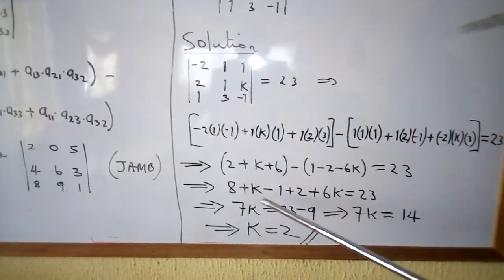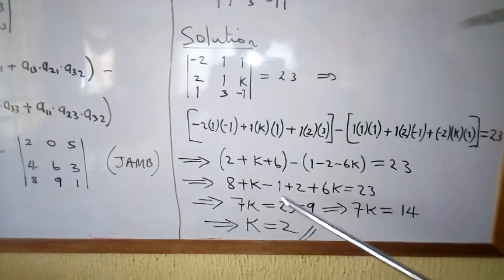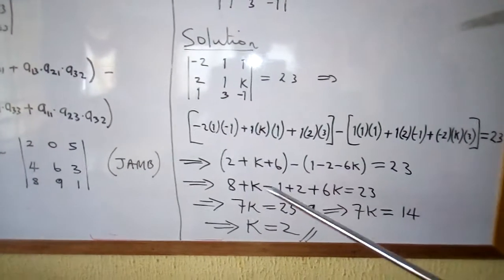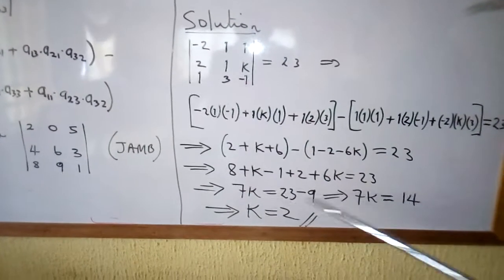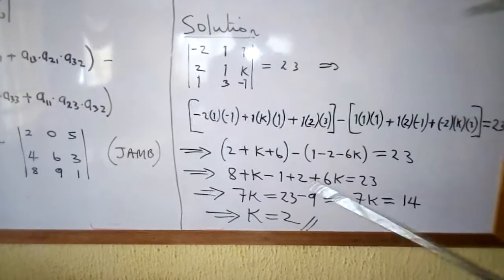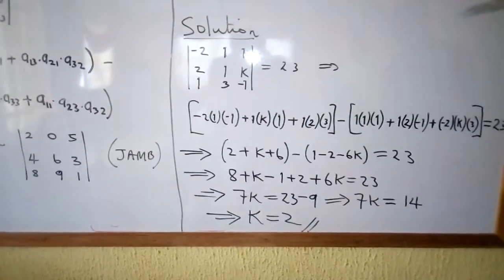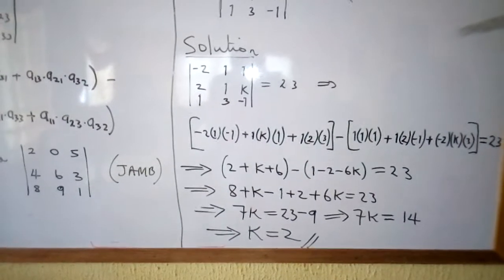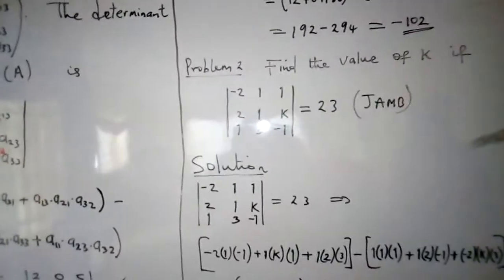Then 8 minus 1 is 7. 7 plus 2 is 9. Now you have k plus 6k, which is 7k. You now have that 7k is equal to 23 minus 9. 23 minus 9 is 14. That means 7k is equal to 14, which implies that k is equal to 2. Meaning that if you substitute 2 here, you have a determinant of 23.